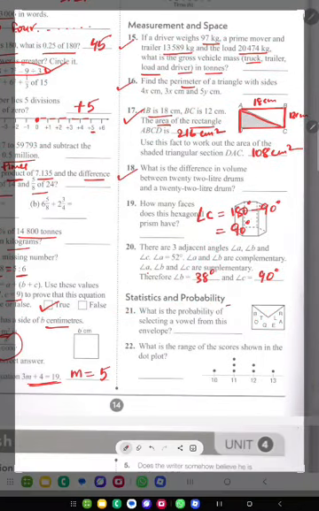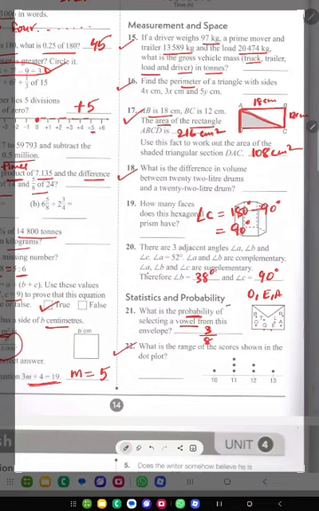What is the probability of selecting a vowel from this envelope? Let's see how many vowels there are. O, we have E and A. All together there are 1, 2, 3, 4, 5, 6, 7, 8 alphabets. So my probability is 3 out of 8. So there are 3 vowels out of 8 letters overall.